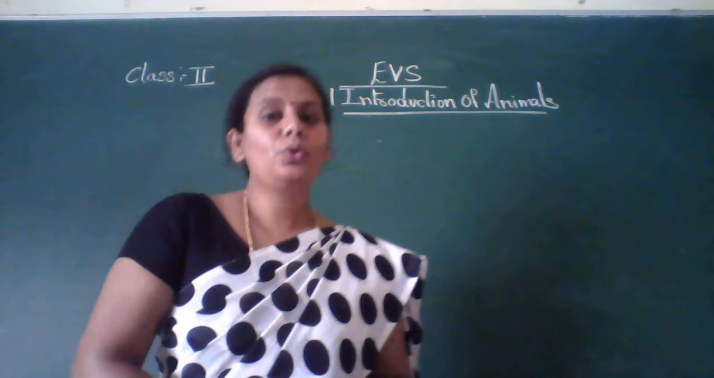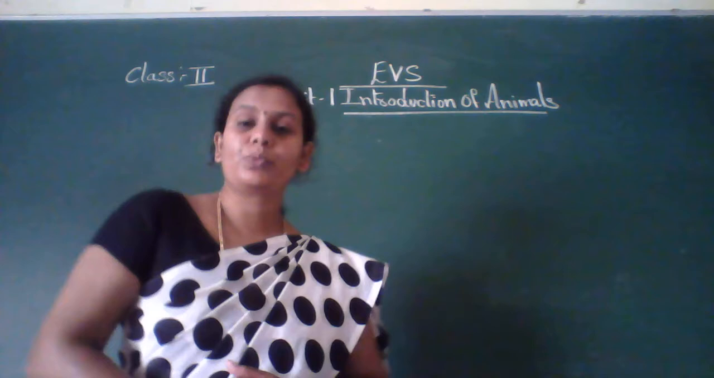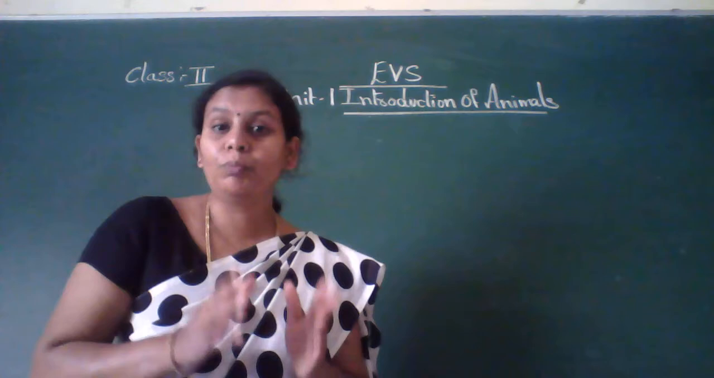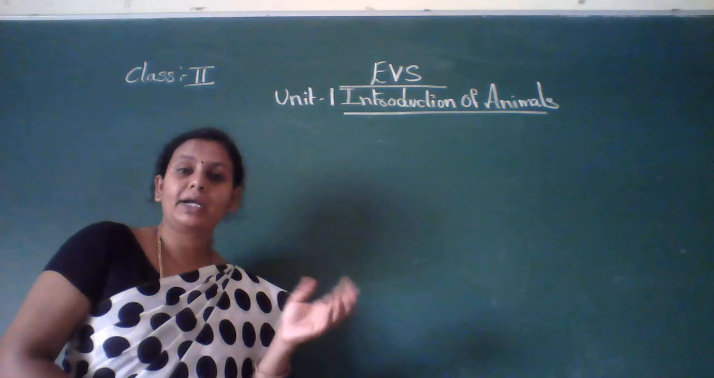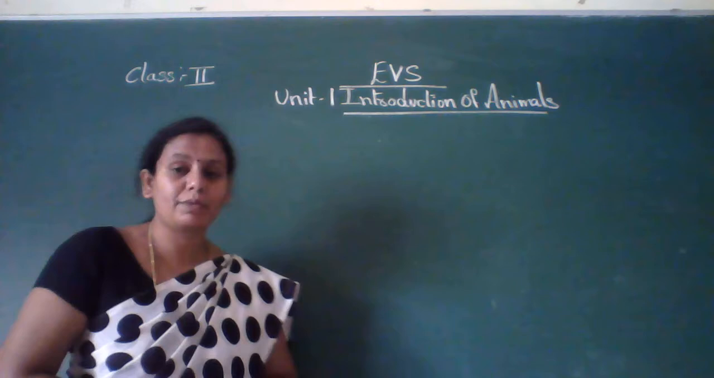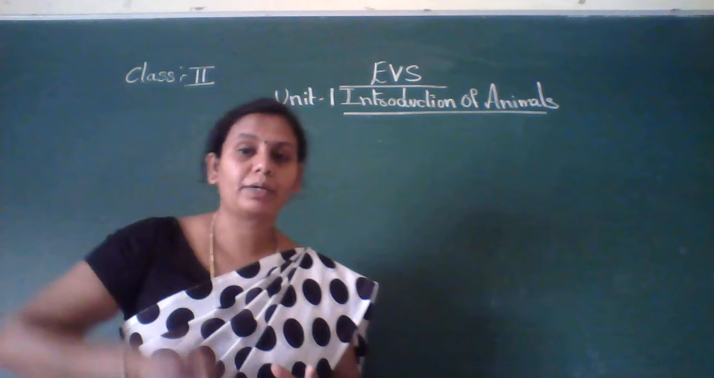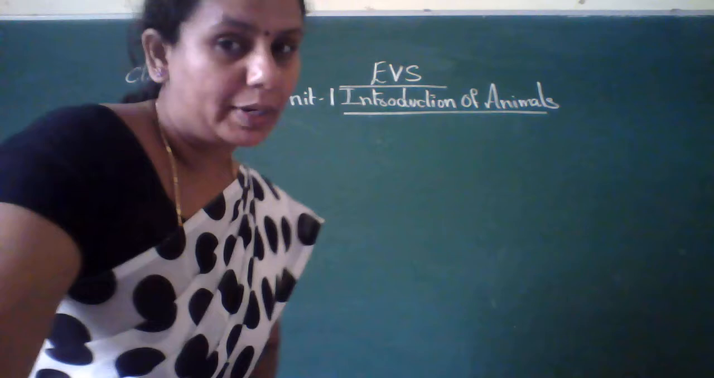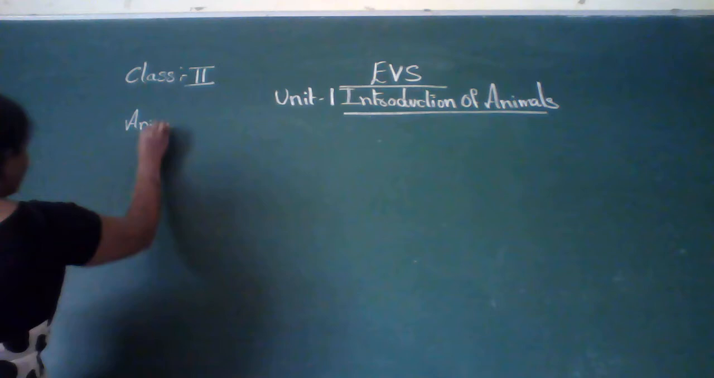Here, Introduction of Animals means what we studied in the other chapter. We studied about the animals which are divided on the basis of their movement, isn't it? The first time we studied about the animals divided on the basis of their living places. In this chapter, Introduction of Animals, we learned about the animals divided on the basis of their movement. So we divided animals into 5 types based on their movement, isn't it?